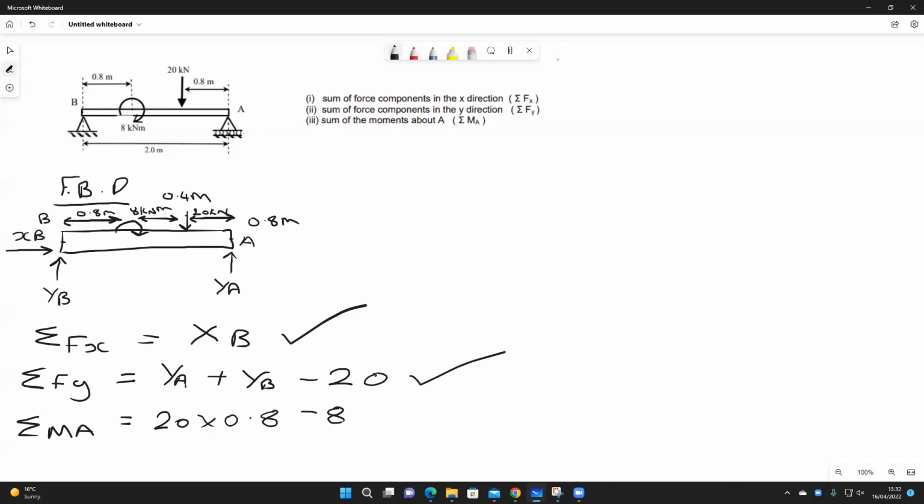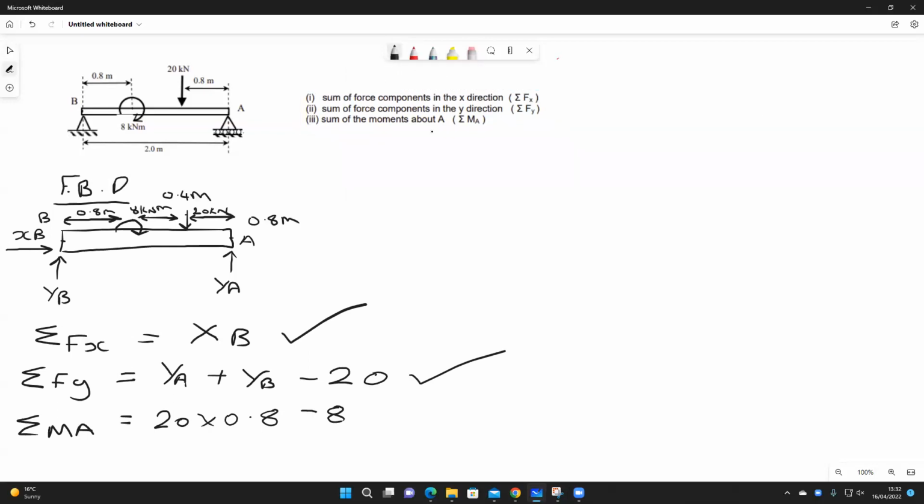So then we would have negative YB multiplied by 2.0.